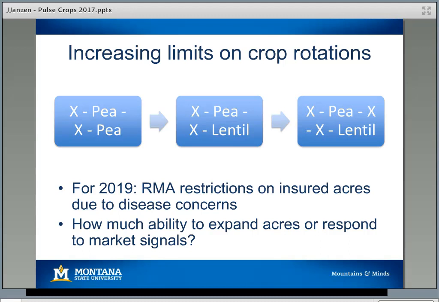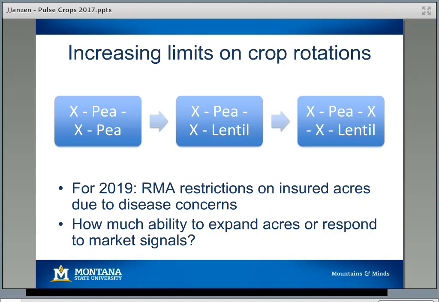And it really points to, well, how frequently can we plant pulse crops? And some of the growers that I've talked to have said, I love pulses. Pulse crops have been a significant driver of profitability on my farm, but I'm kind of capped out in terms of how much acreage I can plant.